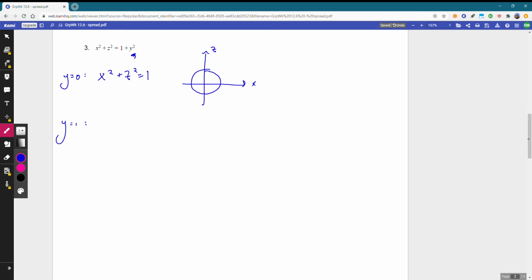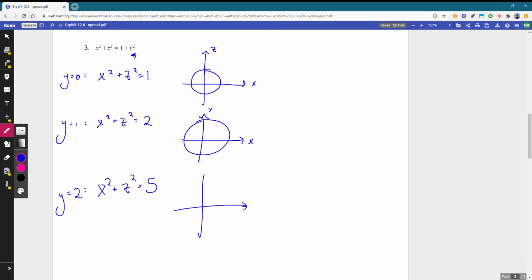We set y equal to 1. The equation we get is 1 plus 1 on the right hand side, so 2. And so again we get a circle, but it'll be a little bit bigger. Y equals 2. Similarly, once we cut with that, we'll get 1 plus 2 squared, so 5. And so again, we get a circle, but it's a little bit bigger than our other 2.